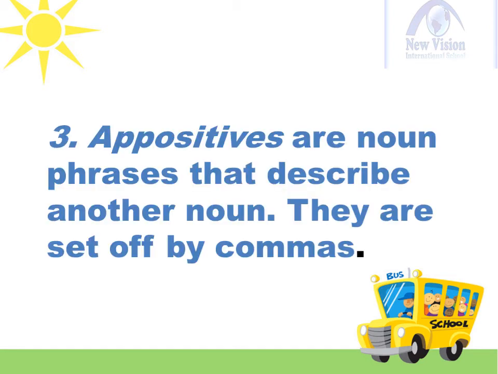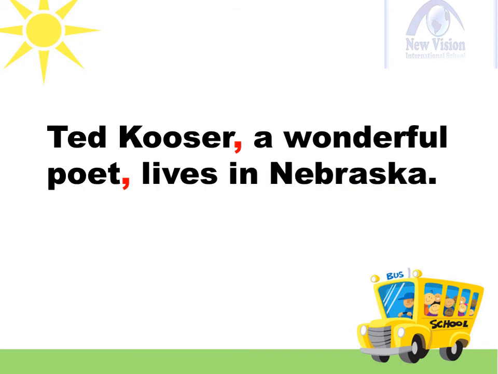Number 3. Appositives are noun phrases that describe another noun. They are set off by commas. When the noun preceding the appositive provides sufficient identification on its own, use commas around the appositive. Example: Ted Kooser, a wonderful poet, lives in Nebraska.